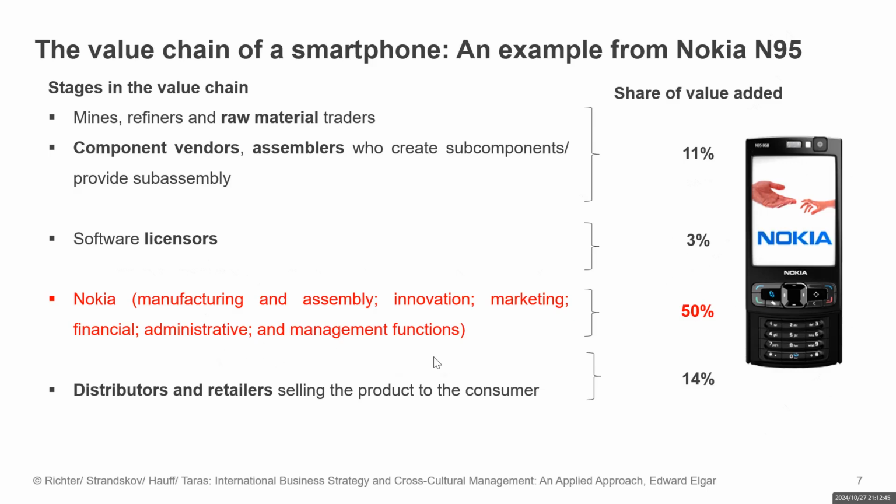And then you have Nokia. Nokia is responsible for manufacturing, assembling, innovation, marketing, financial and administrative services, and management functions. These add up to 50% of the value. So most of the value of these final products is created here with Nokia in Finland and other European countries. They're dominant in the branding, development, designing, and management. So we can see that the value is not evenly distributed in all the stages.